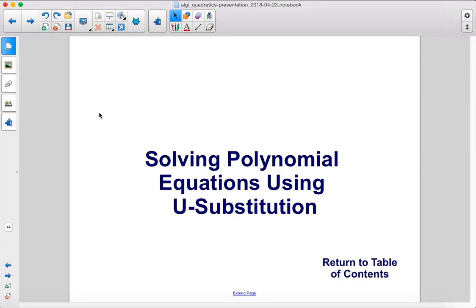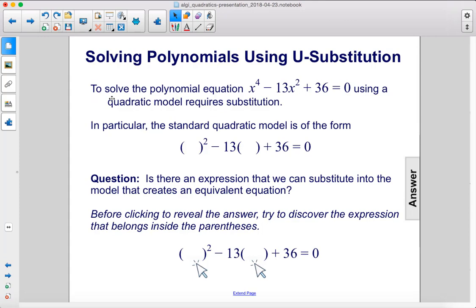Solving polynomial equations using U substitution. To solve the polynomial equation x to the fourth power minus 13x squared plus 36 equals 0 using a quadratic model requires substitution. In particular, the standard quadratic model is of the form something squared minus 13 times something plus 36 equals 0. Is there an expression that we can substitute into the model that creates an equivalent equation?